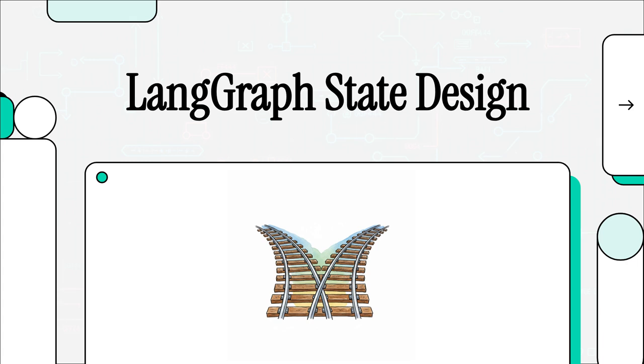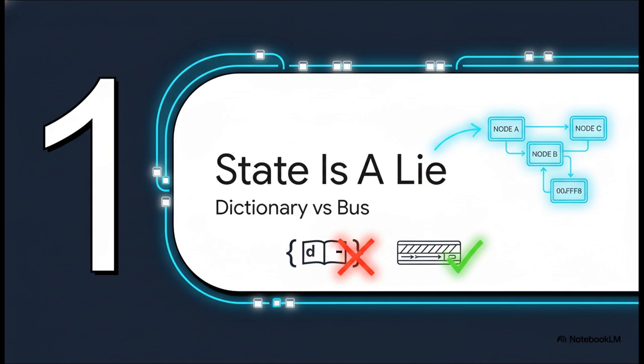Sound familiar? Yeah. Every tutorial out there shows you how to wire nodes together, but nobody really explains what's actually happening to your state object underneath. Well, today, we're going to fix that. This is the LangGraph State Design Guide that honestly should have existed from day one. Okay, let's just dive right in.